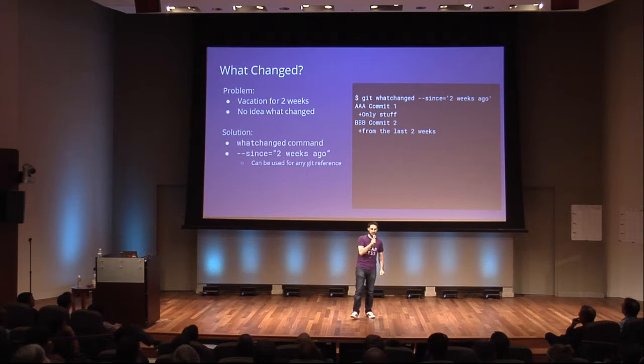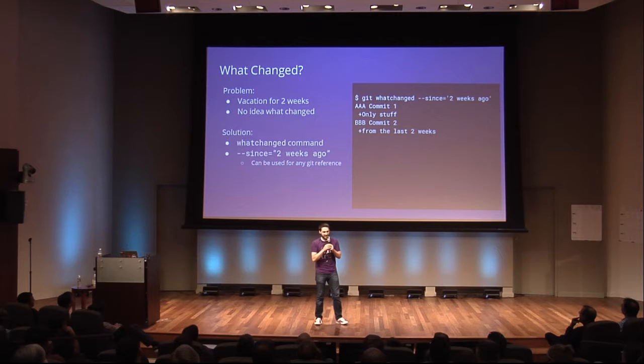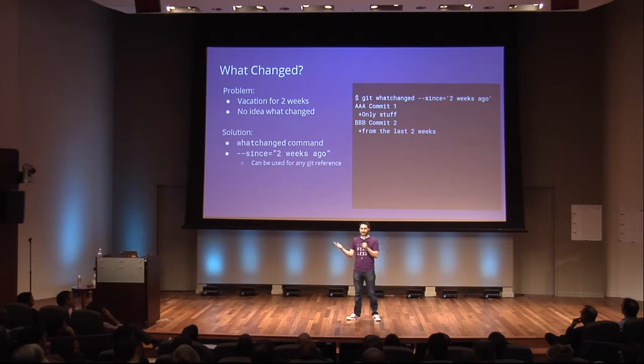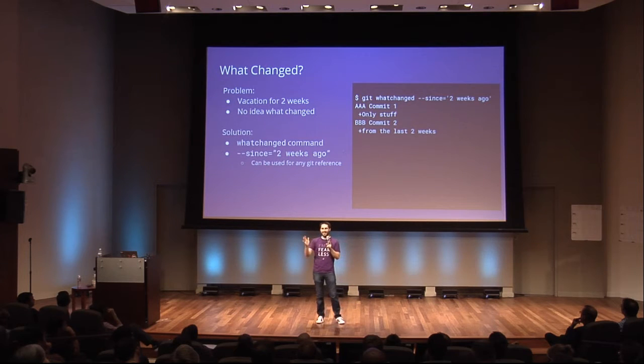If you go on vacation for 2 weeks and you come back and you have no idea what changed, as many of us have experienced, I'm sure, git whatchanged is a command that's built in, and you can do --since 2 weeks ago or any sort of human readable date.